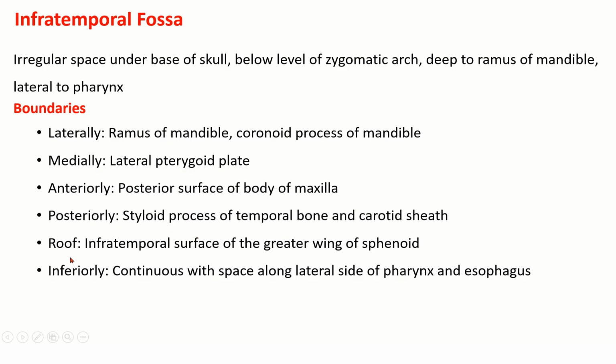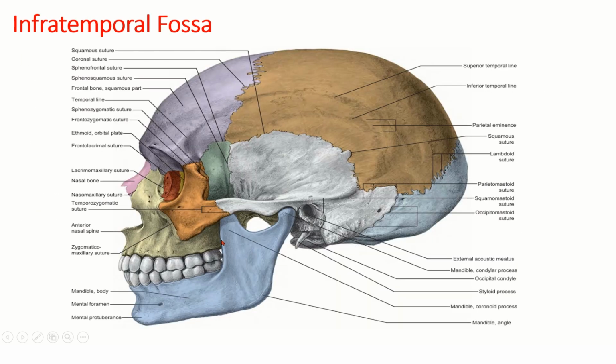with its contents. Roof: infratemporal surface of the greater wing of the sphenoid. Inferiorly, it continues with the space along the lateral side of the pharynx and esophagus. So here you can see, laterally bounded by the ramus of the mandible and coronoid process, anteriorly bounded by the posterior surface of the body of the maxilla, posteriorly bounded by the styloid process and the carotid sheath and its contents. Inferiorly, the space is open and continues with the parapharyngeal space. Superiorly, the infratemporal surface of the greater wing of the sphenoid, and medially the lateral pterygoid plate.